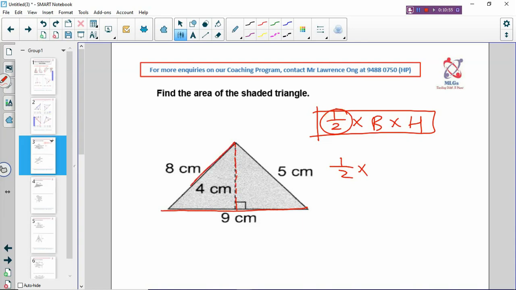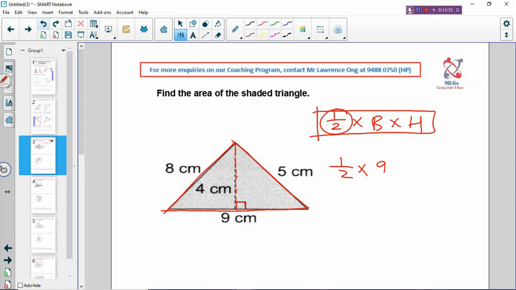Can I choose 8 cm as the base? Then where's the height? Are you going to tell me that the height is 5 cm, even though it looks like a right angle over here? Does it look like a right angle? We are not sure. If the question never says, you cannot assume that it's a right angle. So can I choose this as a base? Then what's the height? We can't find the height because we cannot assume that there is a right angle there. So if there's a right angle box you can see very clearly, then the height must be your 4 cm already, and your base must be 9.